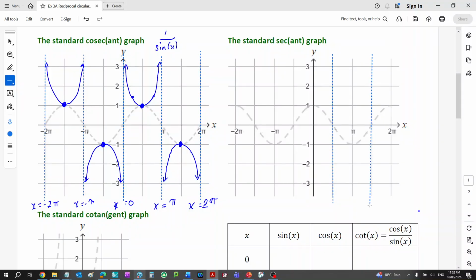X equals 3 pi on 2. X is negative pi on 2, and x is negative 3 pi on 2. Label all these, of course, with their equation. Minus 3 pi on 2. Minus pi on 2, and finally 3 pi on 2.